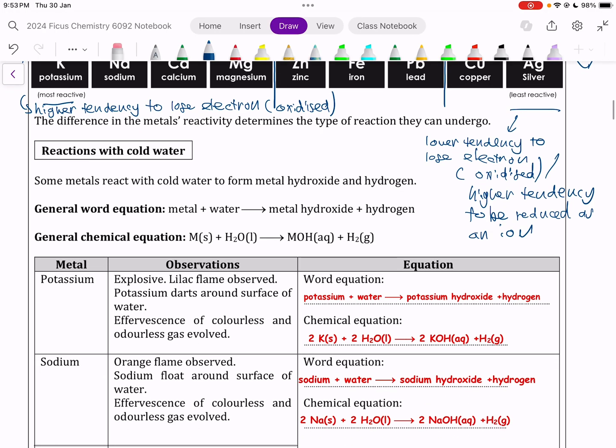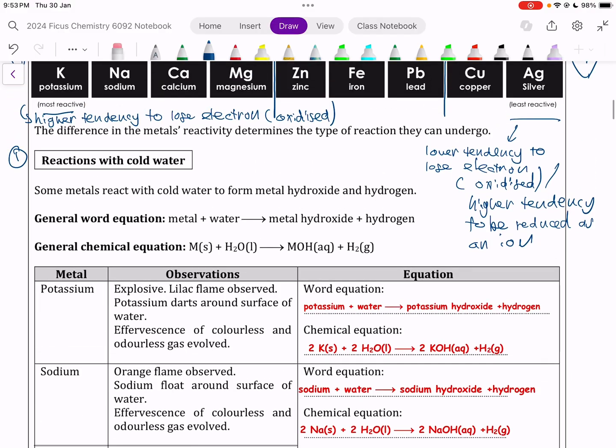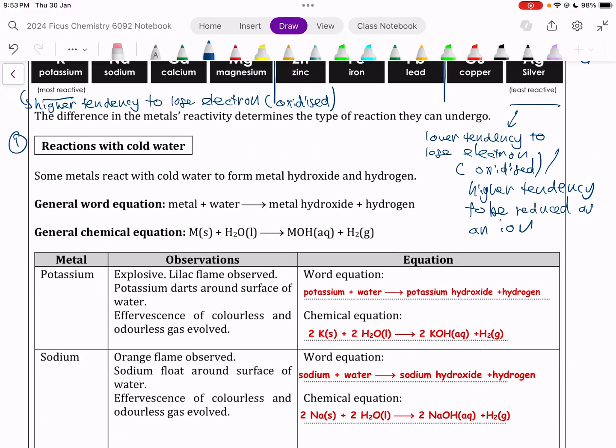Next, the first reaction that we're going to talk about is with cold water. I don't think it's something very new. Some metals react with cold water to form metal hydroxide and hydrogen, which we already covered. Soluble metal hydroxides are alkaline. We should have covered this in the previous chapter on the periodic table.